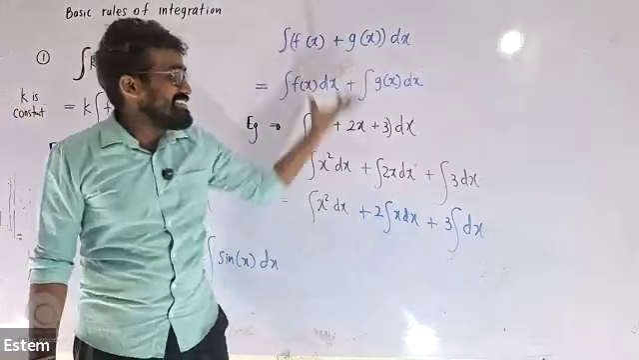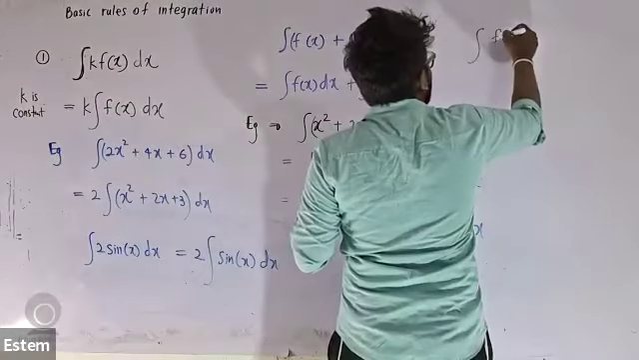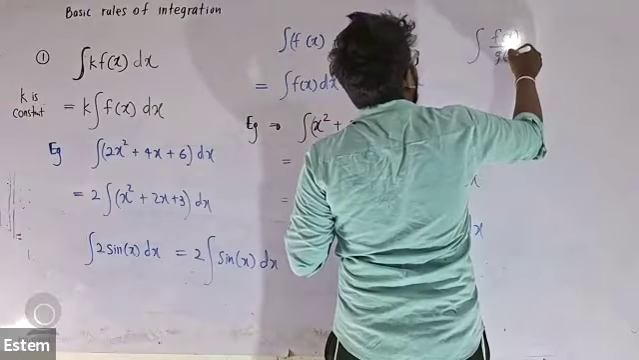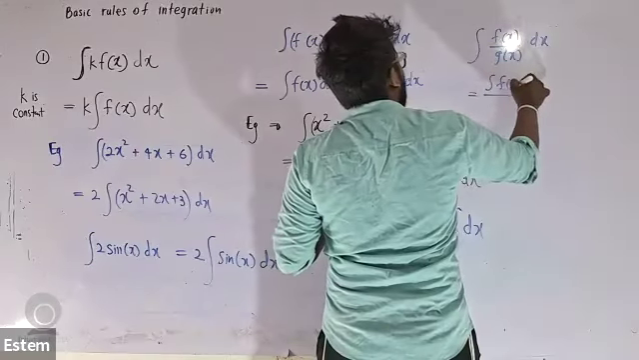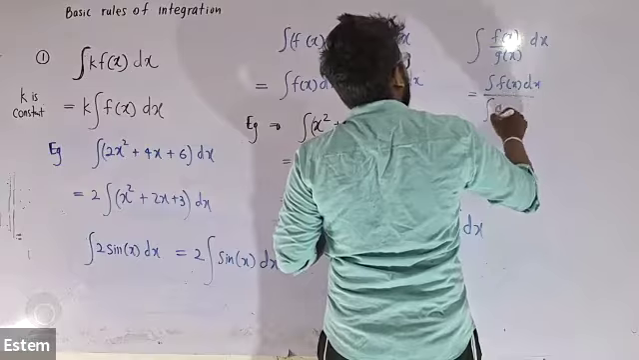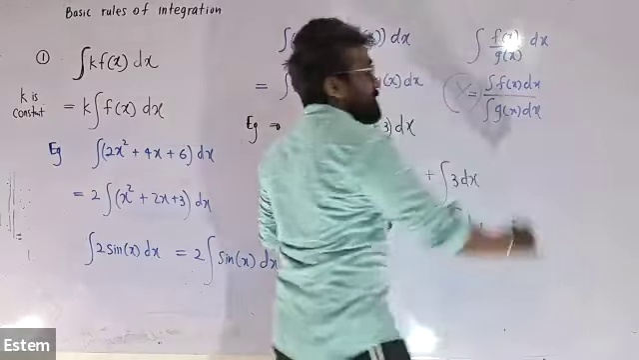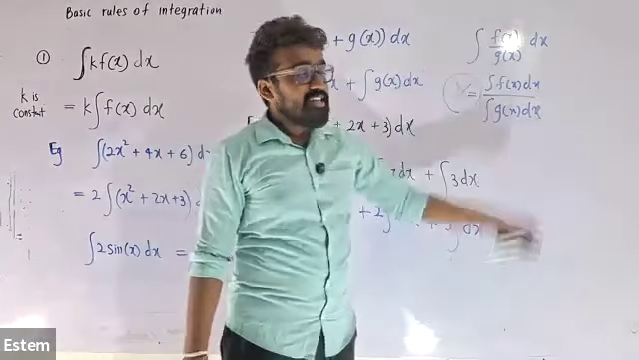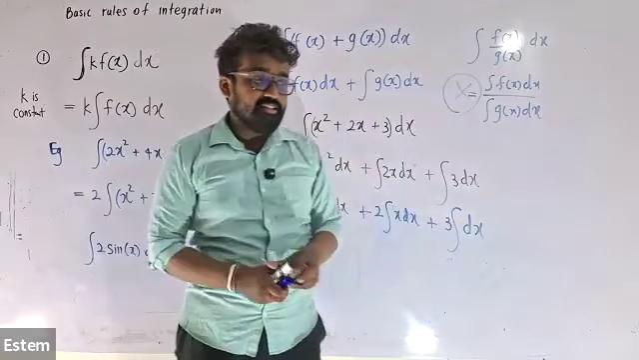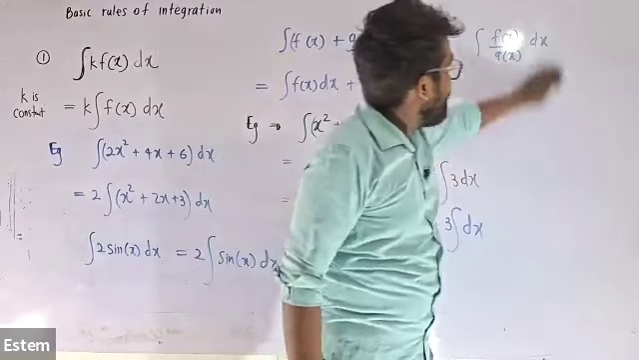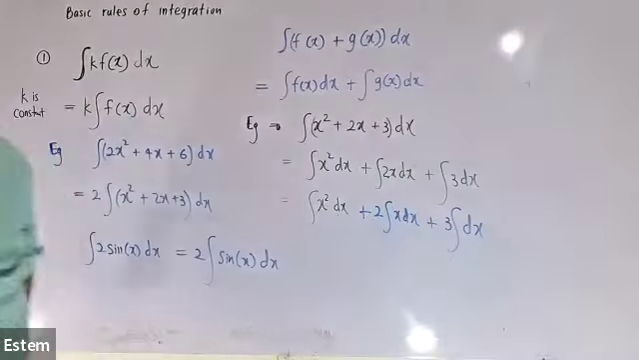You can't apply these things. If you want to integrate f(x) over g(x), you can't write it as the integral of f(x) dx over the integral of g(x) dx. Don't write these things. Completely wrong. Divisions and multiplications are not valid. Only subtractions and additions. These are very small things. Hurry up.